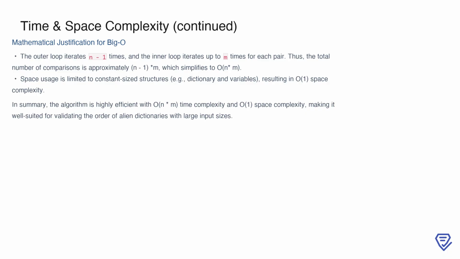On the space complexity side, the algorithm uses constant-sized structures, such as the dictionary for character indices and a few temporary variables for iteration, resulting in O(1) auxiliary space. In conclusion, the algorithm is highly efficient with O(n*m) time complexity and O(1) space complexity, making it an optimal solution for verifying the order of alien dictionaries, even with large inputs.